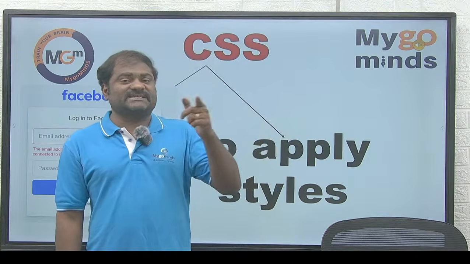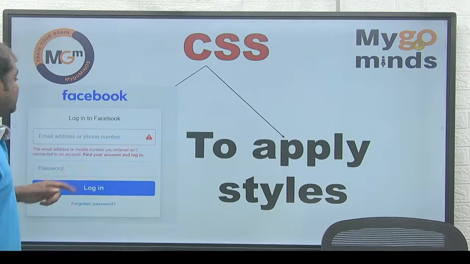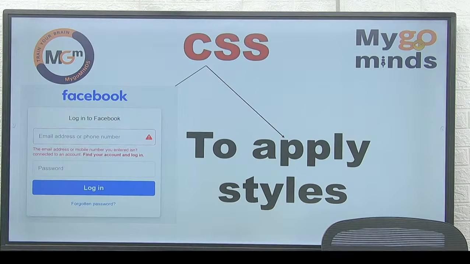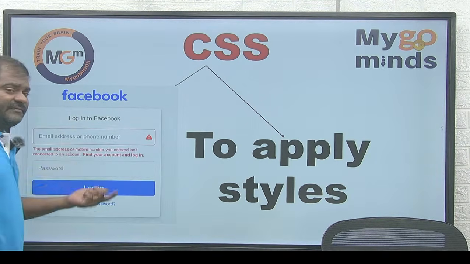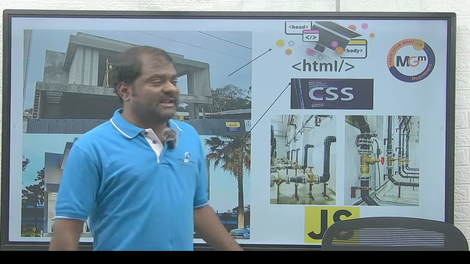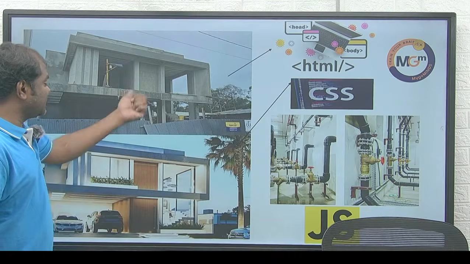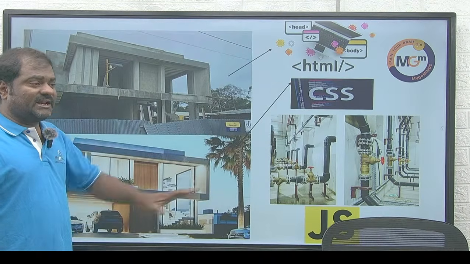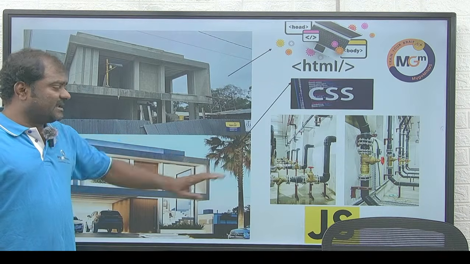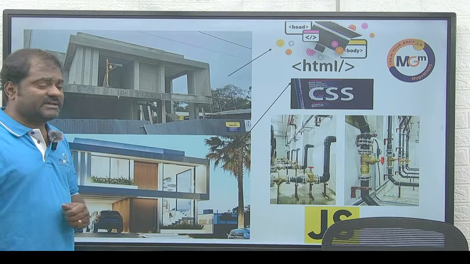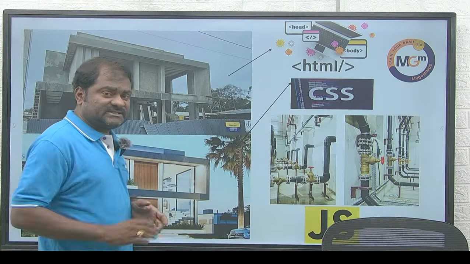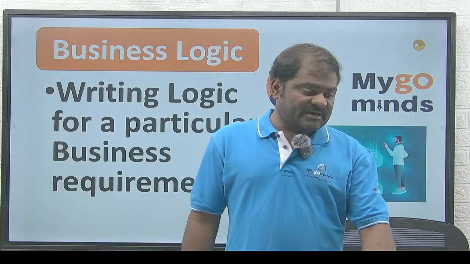Next, CSS, cascading style sheets. CSS is used to apply the styles. Style is nothing but appearance. Appearance is nothing but look and feel. If you want to change the background color, border color, text, font, height, width, then you have to learn what? CSS. So your building structure is HTML. Building with colors is CSS. The internal functionality of the building, like electrical work, plumbing work, woodwork, that is what? JavaScript. So JavaScript is very dominating in the market.